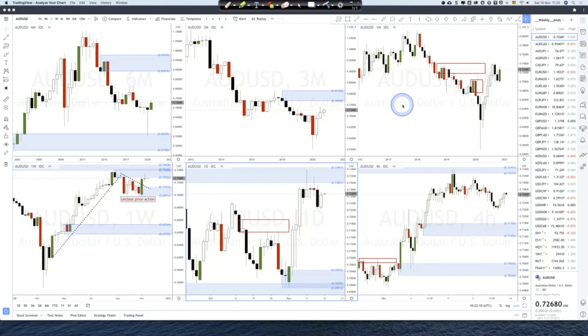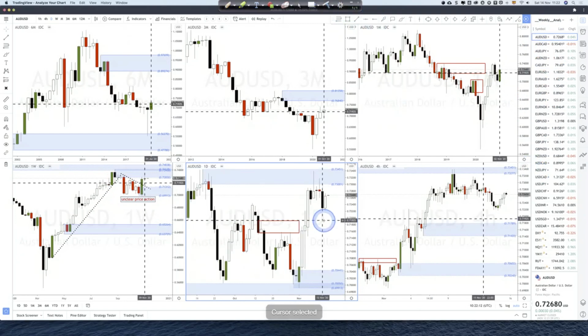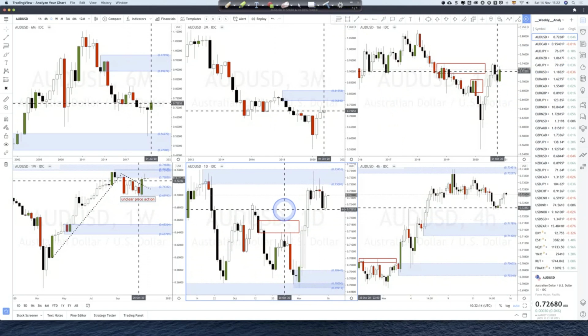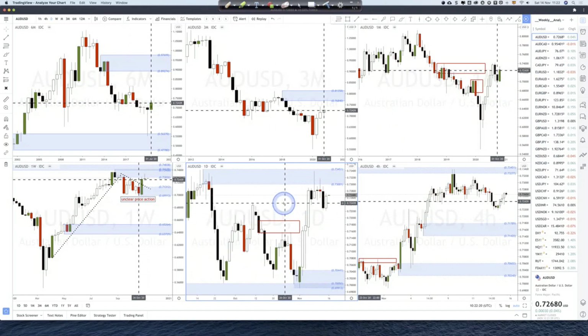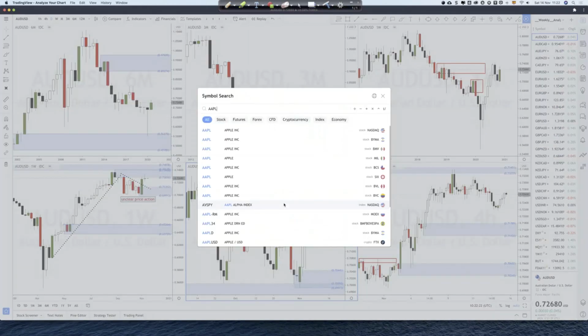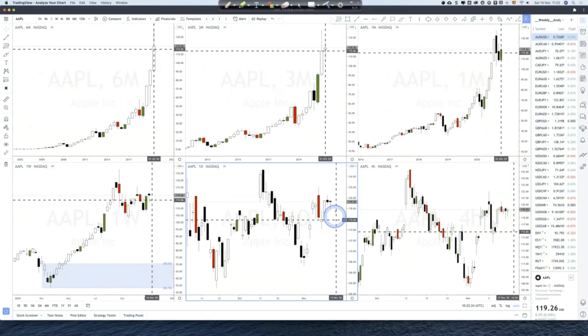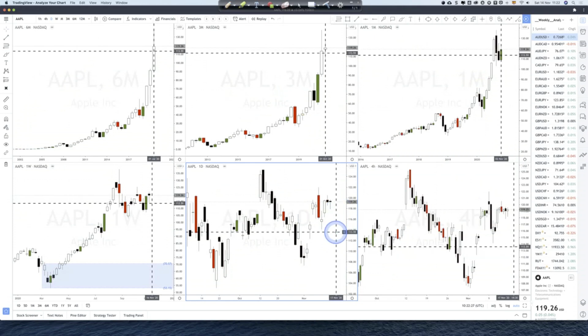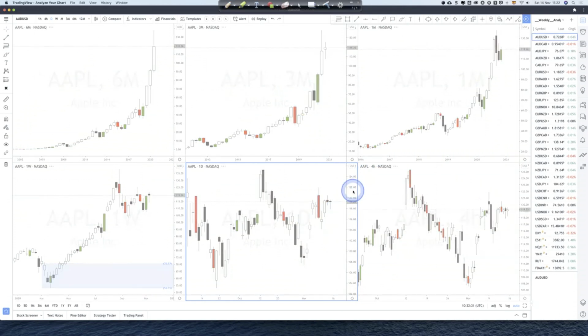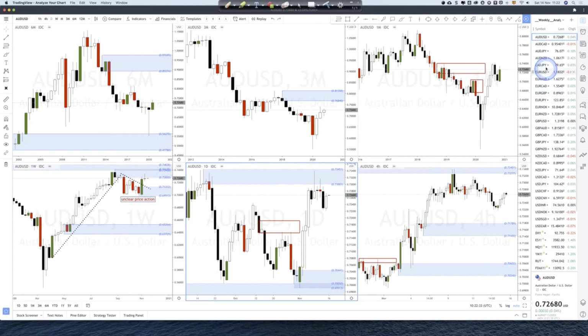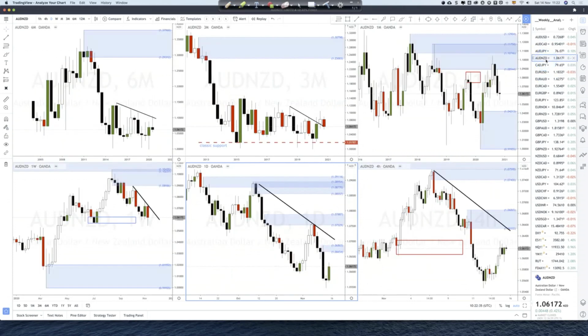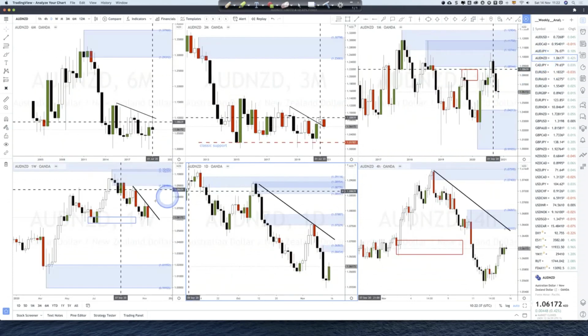So that doesn't happen with stocks, that's for sure. And you can trade stocks no matter how much money you have, because you can buy single shares. So you can even buy Apple stock, or even Netflix. Apple is like $119 per share, so that's affordable. Okay, one share. Okay, so Aussie Kiwi, again, unclear price action.